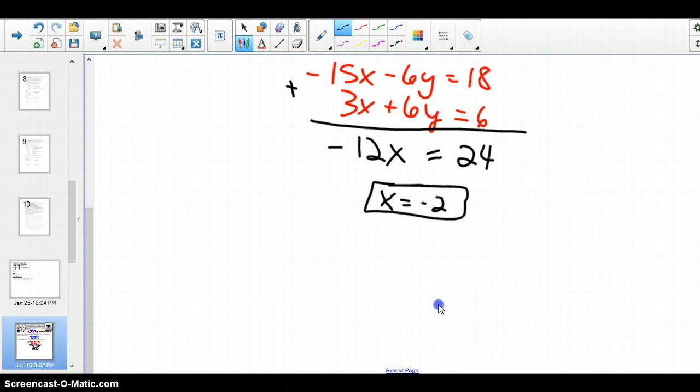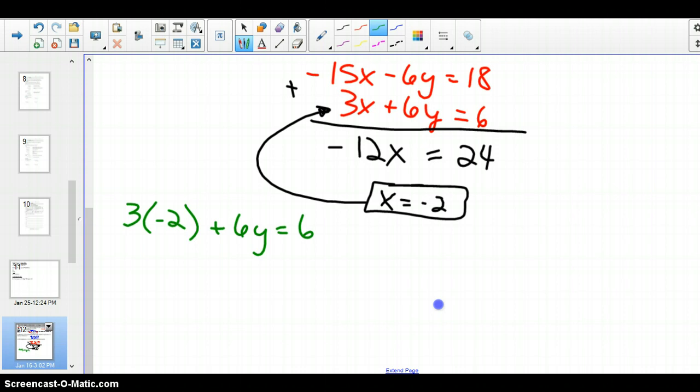Alright. Now what I need to do is always solve for the other variable. So I'm going to take what I got for x, I'm going to plug it back into this equation. So 3 times negative 2 plus 6y equals 6. So here we have negative 6 plus 6y equals 6. 6y is equal to 12 if you add 6 to both sides. So y is 2.